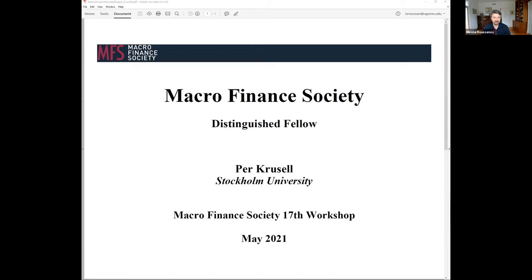Per is Thorsten and Ragnar Söderberg Chair in Economics at the Institute of Economic Studies in Stockholm University, as well as Centennial Professor of Economics at the London School of Economics. Of course, in this group, Per really does not need much of an introduction. He has done wide-ranging work in macroeconomics.